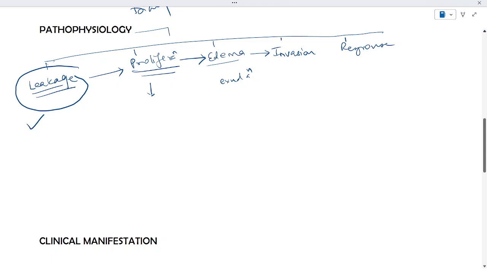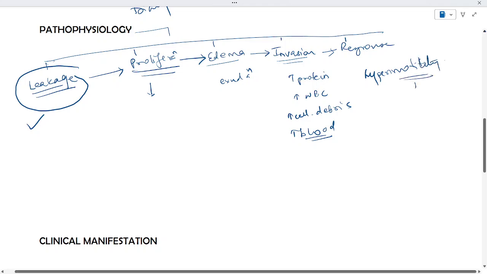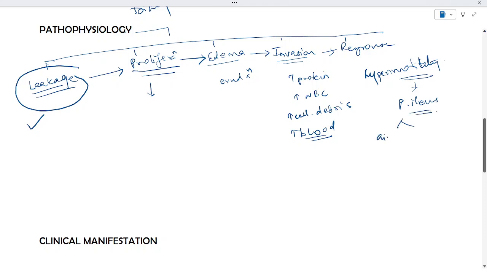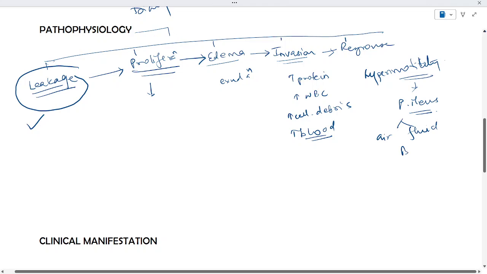Now it leads to invasion, that is, the fluid in the peritoneal cavity becomes turbid with an increase in the amount of protein, WBC, cellular debris, and blood. Response, the immediate response of the intestinal tract would be hypermotility. Soon it will be followed by paralytic ileus with an accumulation of air and fluid in the bowels. Okay, so this is about the pathophysiology.